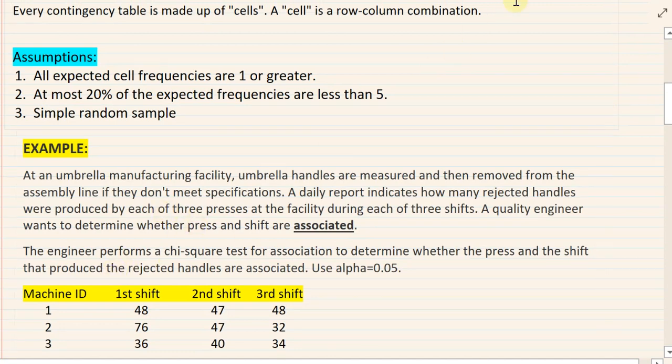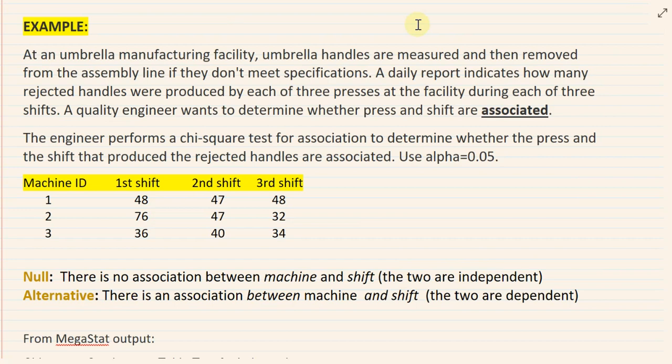In this example, let me enlarge the font here. Okay, let's take a look at the example now. The question reads: at an umbrella manufacturing facility, umbrella handles are measured and then removed from the assembly line if they don't meet specs.